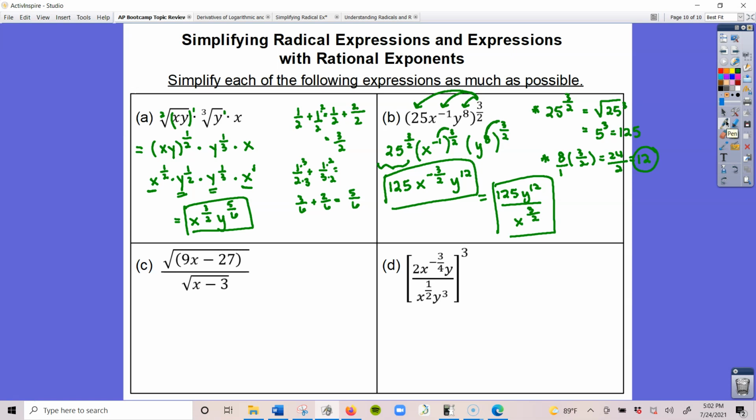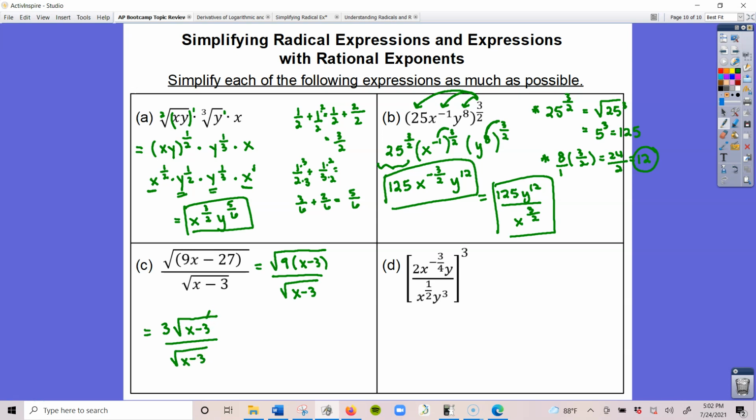However, what I do notice is that if I factor out a 9 from here in this parentheses, then I would have x minus 3. So let's see what happens if I do that. This is going to equal the square root of 9 times x minus 3 over the square root of x minus 3. I know the square root of 9, so what I can do is move that outside of the radical. The square root of 9 is 3, so this is equal to 3 square root of x minus 3 over the square root of x minus 3.